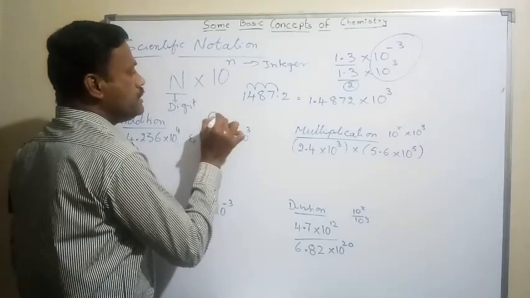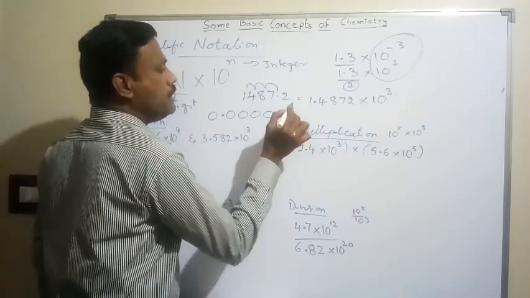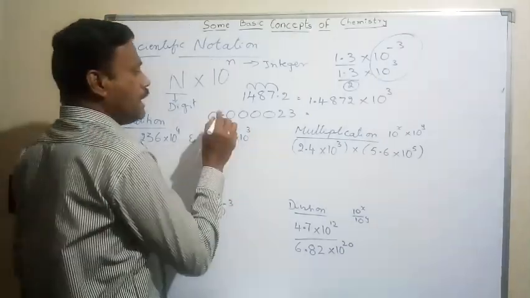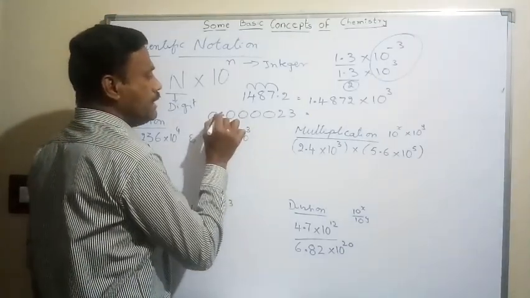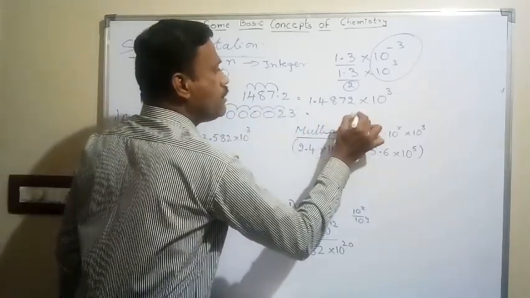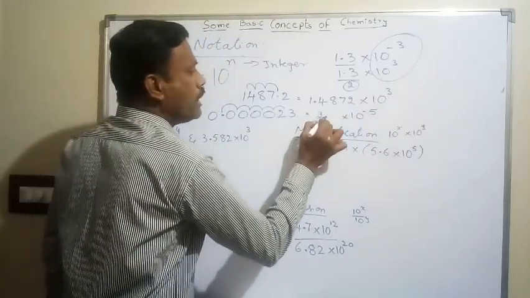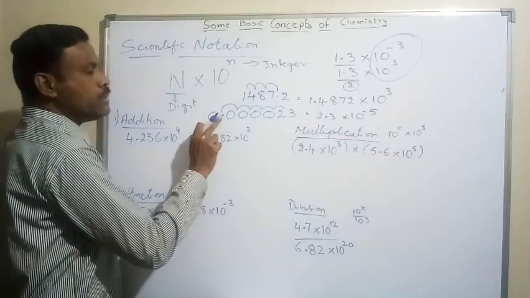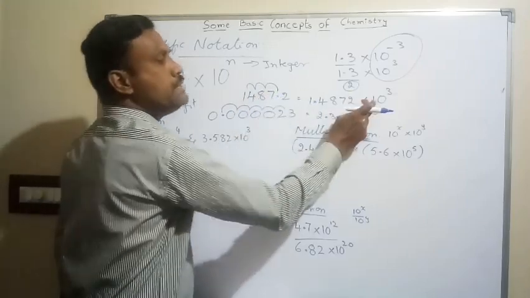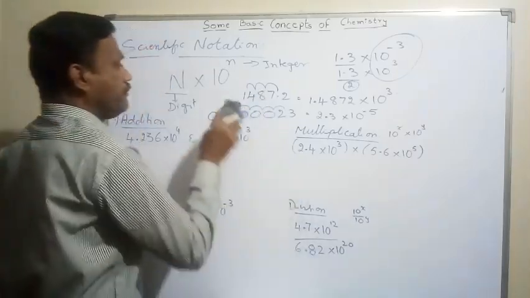Similarly, if we take 0.000023, it is written in scientific notation by moving the decimal to the right hand side. 1, 2, 3, 4, 5. That is 10 to the power of minus 5 into 2.3. When we move the decimal to the right hand side, the exponent is negative. Moving the decimal to the left hand side, it is positive. Writing in scientific notation.